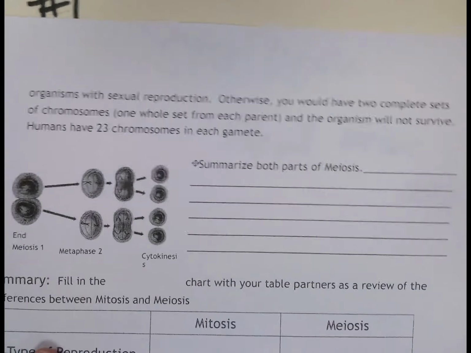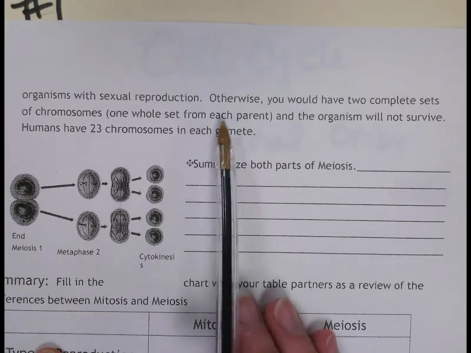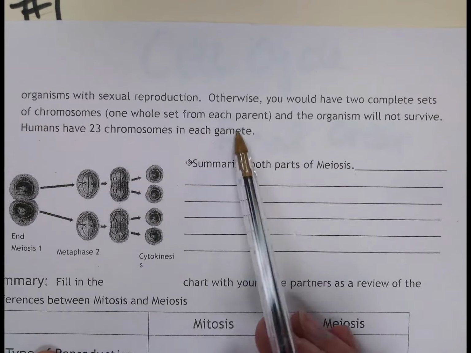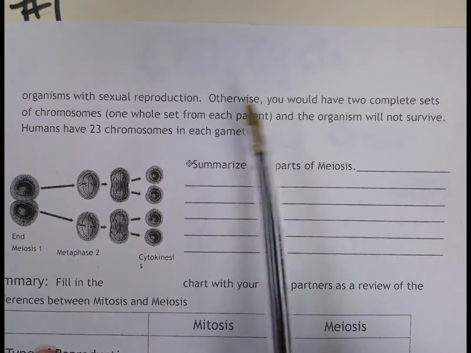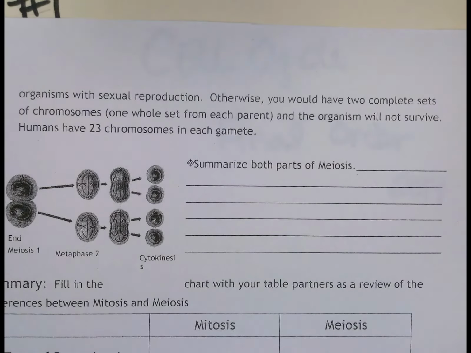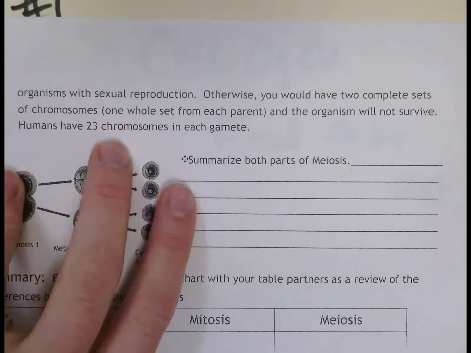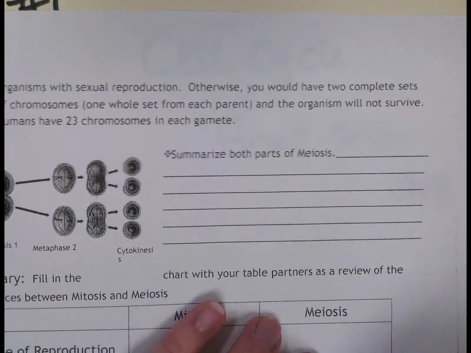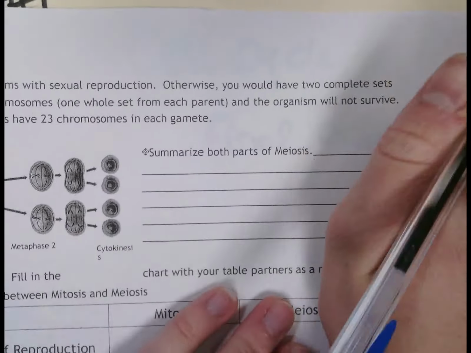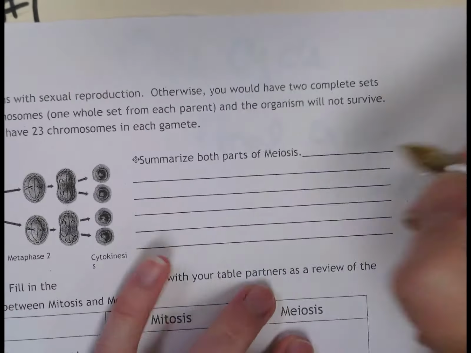So unless you are a bacteria cell that reproduces maybe by binary fission or budding, it's going to be the same way. Otherwise, you would have 2 complete sets of chromosomes, 1 whole set from each parent, and the organism would not survive. Humans have 23 chromosomes in each gamete. So summarize both parts of meiosis. This can be really easy.